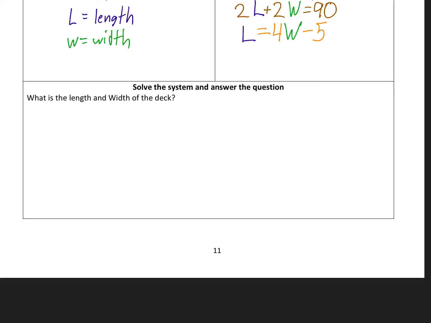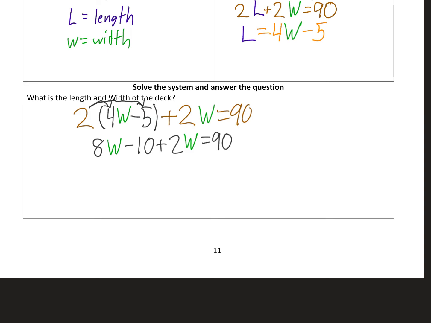Our final step is to solve the equation or system of equations in this case and answer the question. Since we have a variable equal to an expression, L equals 4W minus 5, we can use the substitution method. So we are going to replace L in our perimeter formula with 4W minus 5 in parentheses. From here, we can solve for the variable W. Use the distributive property and you get 8W minus 10 plus 2W is equal to 90.